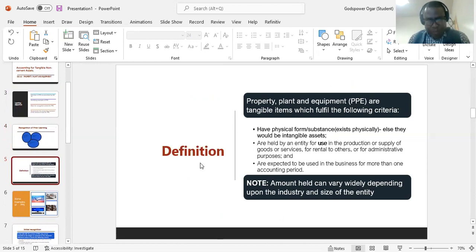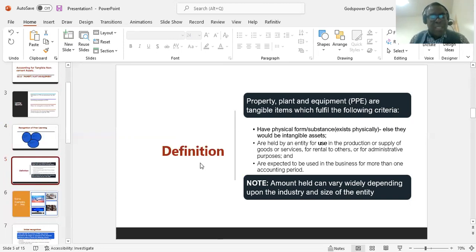Okay, having said that, what is the definition of property, plant, and equipment? The standard defines them as tangible items which fulfill the following criteria. Now, this is very important. Number one, they have a physical form or substance, that is, they exist physically, and therefore they are tangible. Number two, they are held by the entity for use in the production or supply of goods and services, for rental to others, or for administrative purposes.